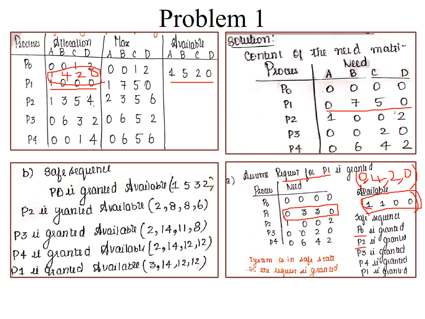and we can find that yes, we are able to provide the resources to the various processes. We can find that the system is in a safe state, and this is the safe sequence: P0, P2, P3, P4, P1. As we are able to provide the resources to all the processes and all the processes were able to complete their tasks, we can conclude that the system is in a safe state. As the system is in a safe state, we can grant the request.